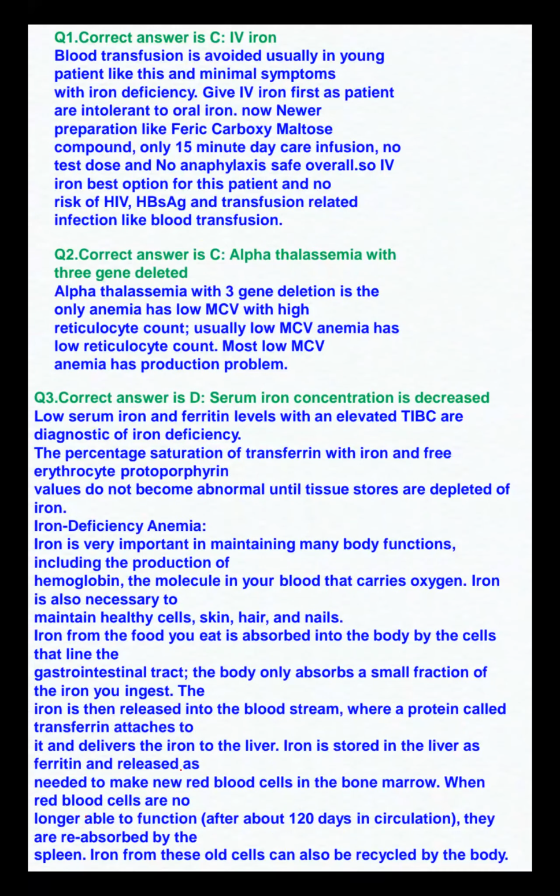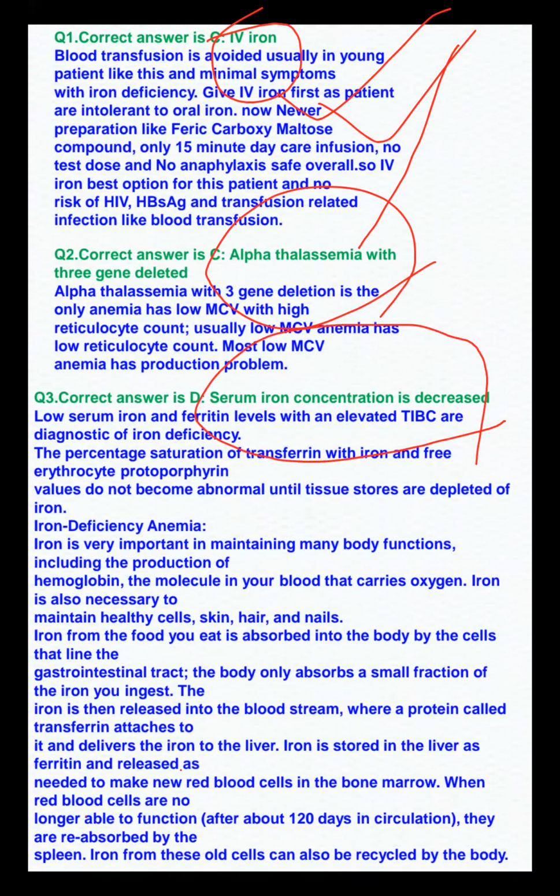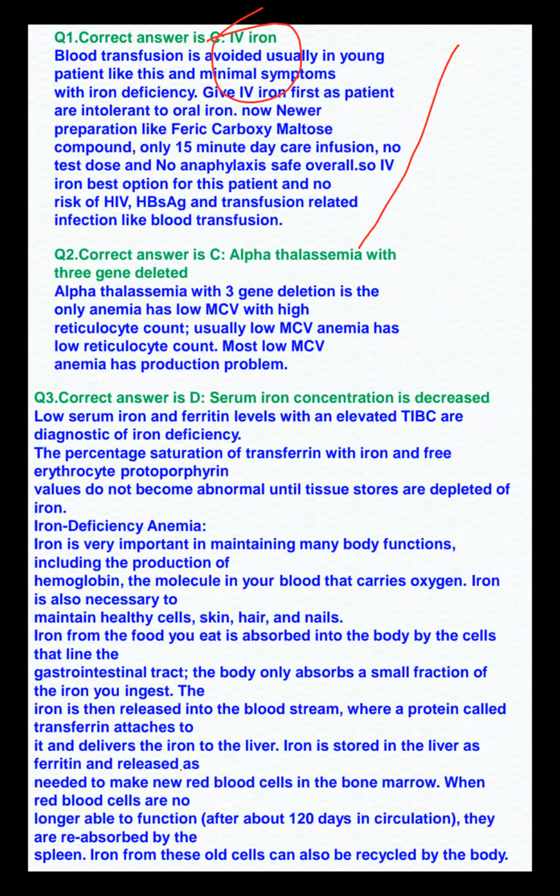shortly that IV iron I already discussed with the first candidate. I have to start IV iron as the patient is not symptomatic for blood transfusion. For Dr. Anjana's case, high reticulocyte will be the answer for alpha thalassemia trait. Serum iron concentration will be decreased in iron deficiency anemia. There is a lot of description I will not discuss after this PDF. All candidates must read this full description for iron deficiency anemia. It will be very important for the exam.